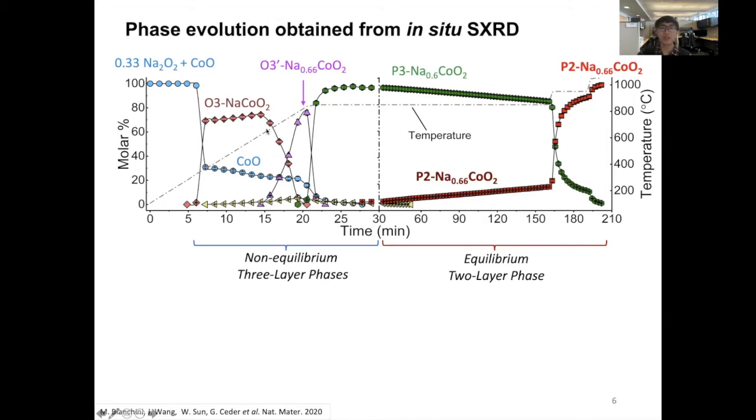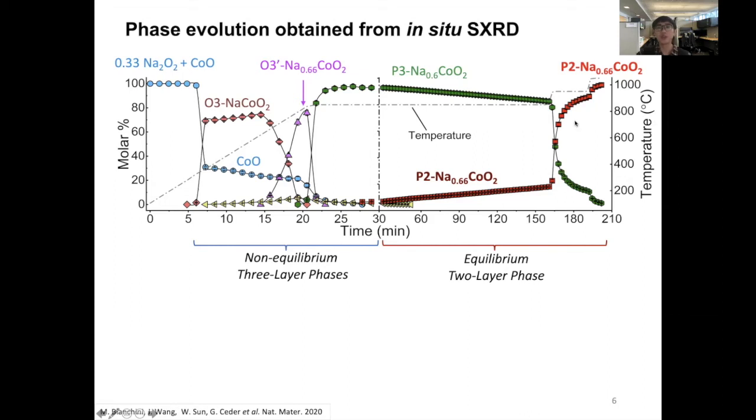At around 600 degrees C, O3 gradually disappears and O3' shows up. The sodium occupancy of O3' is lower than O3, which means more cobalt oxide is consumed and incorporated into the layer structure. O3' only exists for a short period of time. It then quickly transforms into P3. At 850 degrees C, P3 slowly transforms into our target P2 phase. This is so far the slowest reaction. So we further increase the temperature, and finally a pure P2 phase is obtained at 1050 degrees C.